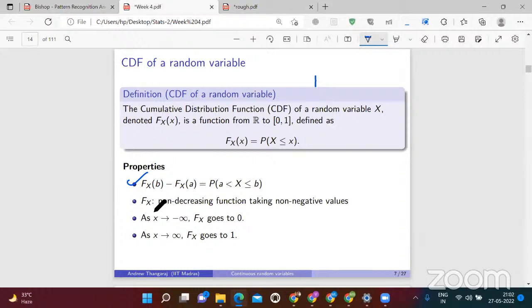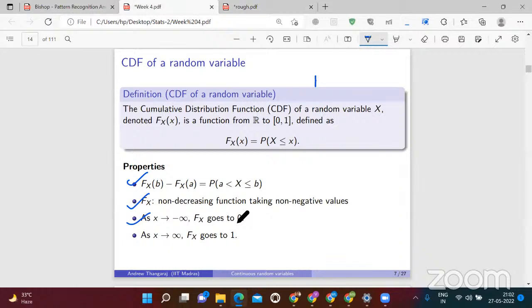This is non-decreasing, I already told. So the rest of the people also reply. If you have any issue, you can just tell me, I'll try to explain. Okay. So this equation is also fine. At minus infinity, the CDF will be 0. Why? Because at minus infinity there is no outcome, so no probability value. So the probability value is 0.